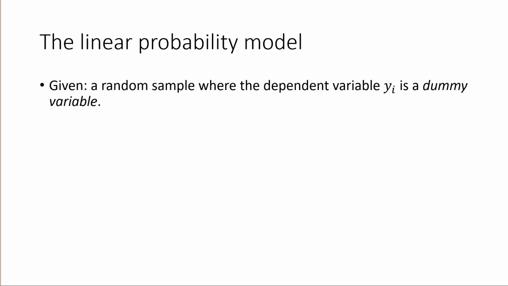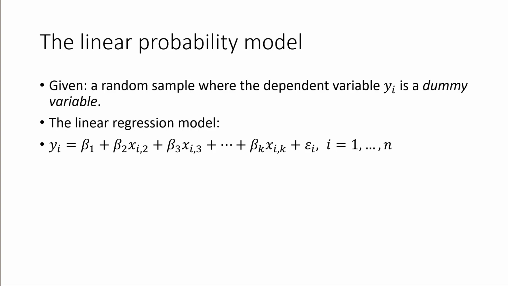So the setup is as follows. The important part is that I have a random sample where my dependent y variable is a dummy variable. I also have explanatory variables, and it's perfectly allowed for some of these to be dummy variables themselves. For the linear probability model, I specify just a linear regression model, and I specify it the way we have done many times before, just like this. So my y variable depends on my x variables and an error term. The difference now is that my y variable can only take the value 0 or 1.